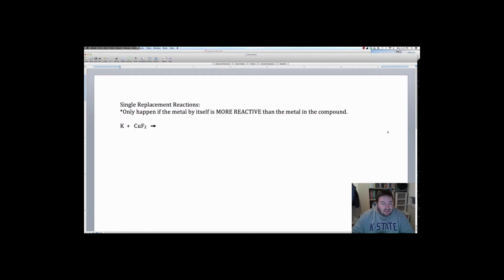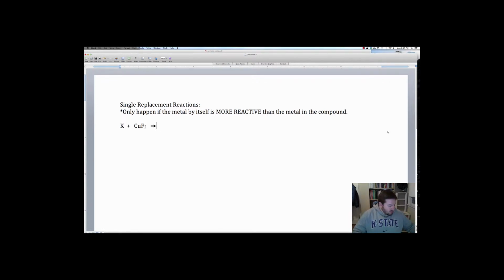So I look at the example we have on the page, and sure enough I have a single element, which is potassium, which is a metal, trying to react with an ionic compound of copper fluoride. And so now I know this is a single replacement reaction. I need to find out, does this reaction actually happen?